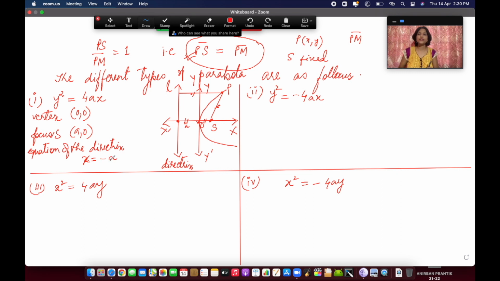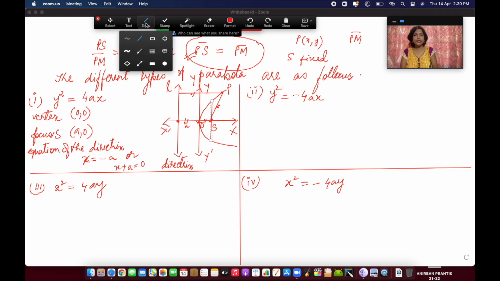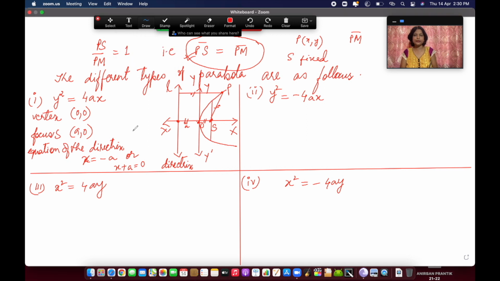So the equation of the directrix is x equals minus a, or we can say x plus a equal to 0. Now, this particular parabola has several chords. Chords which pass through the focus are named focal chords, and a focal chord which is perpendicular to the line where the focus lies will be named the latus rectum.